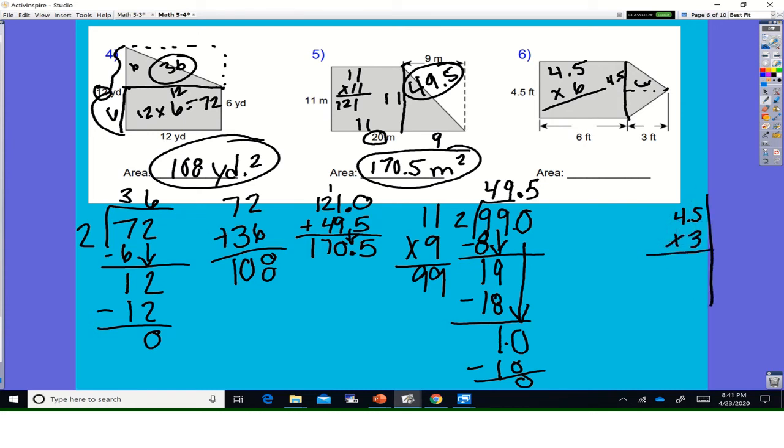Well, we have to figure this out first. Notice how the decimals are not lined up when you multiply. 5 times 3 gives me 15. 4 times 3 gives me 12, plus 1 more is 13. Move my decimal 1. No decimal here, we have a total of 1. We get 13 and a half.